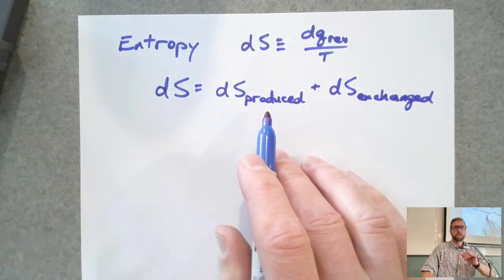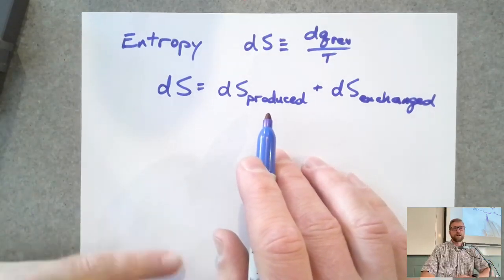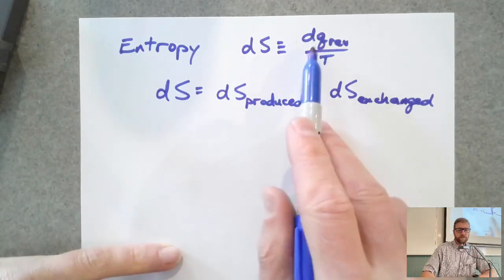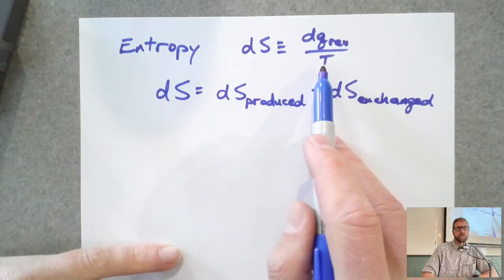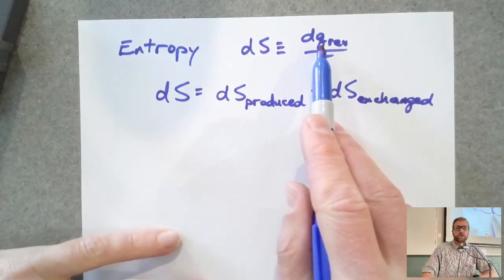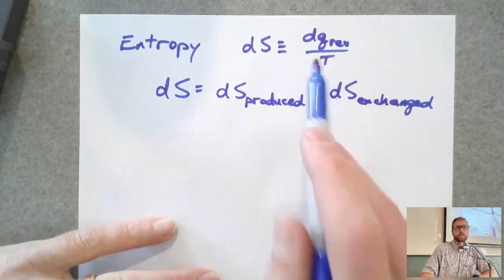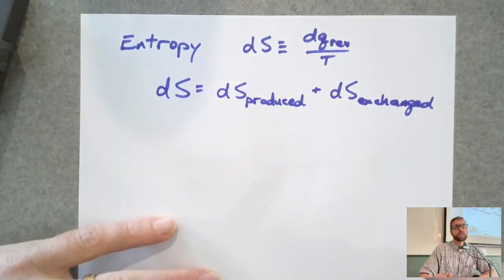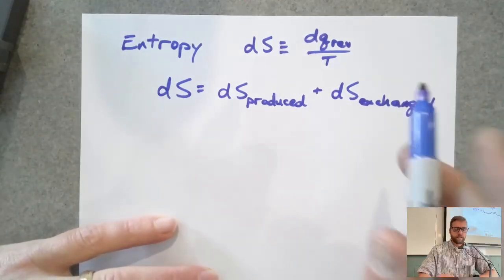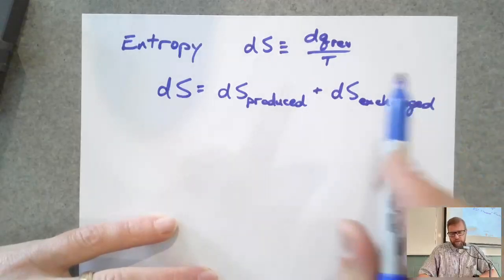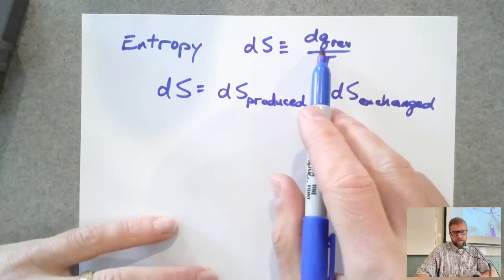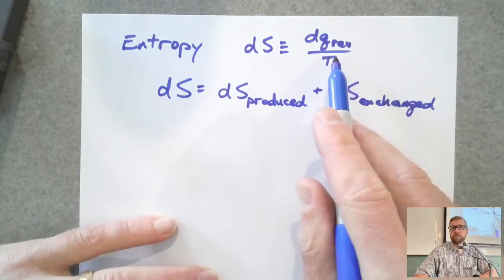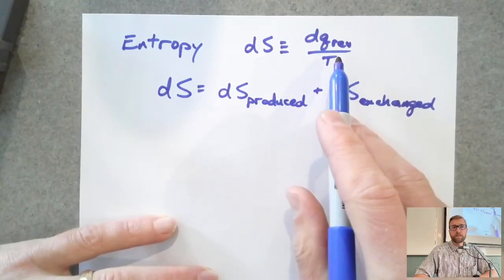All right? So that's a little bit confusing because entropy is defined to be dq reversible over T, right? And so you're like, well, Q is heat transferred. So how can you produce any, quote, heat transferred? And the way this happens is, this is the reversible heat transferred.